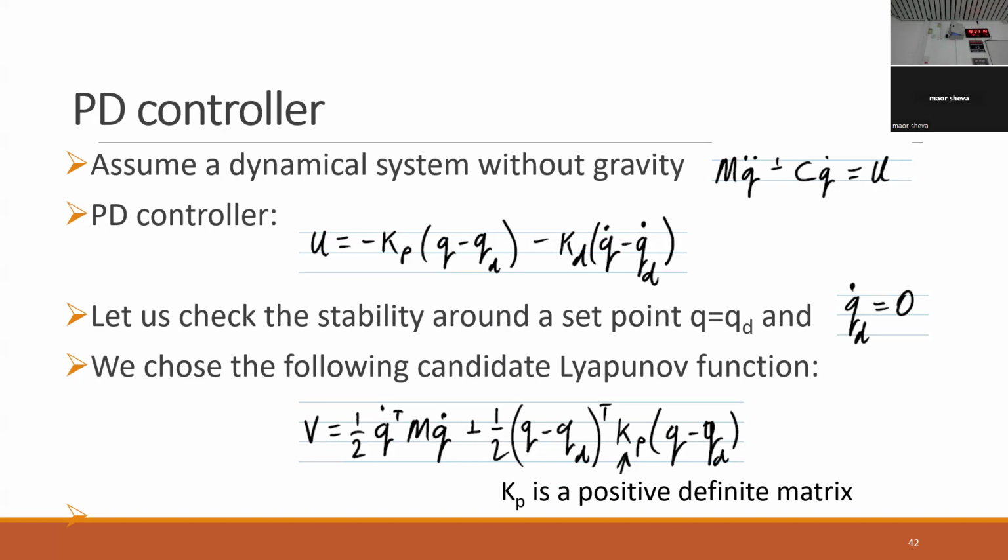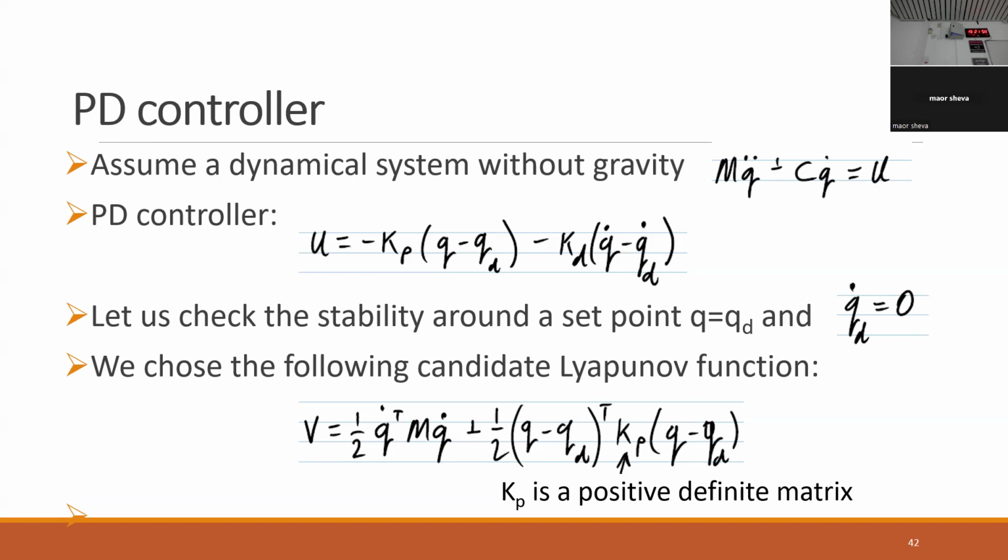The controller here acts as a spring and damper. The proportional part is like a spring. It applies force which is proportional to how much I moved from the set point, from q desired. So it's like a spring. And Kd, which is multiplied by q dot, is like a damper that acts to reduce the speed, the velocity. So it's like a spring and damper. This is a PD controller.